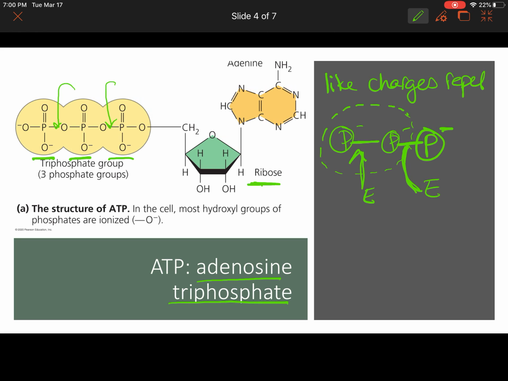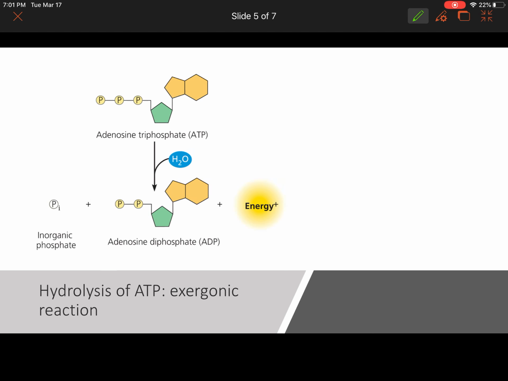ATP is a relatively unstable molecule because of these natural repulsive forces of the negative phosphate groups. Cells cannot stockpile ATP. That's why cells are going to store excess energy as fats and polysaccharides because they're more stable. Even though those fats and polysaccharides can be converted into ATP when the cell needs energy, it can't just stockpile that ATP.